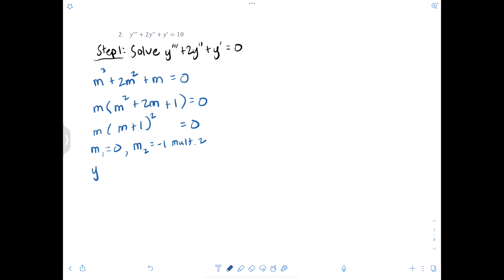So our complementary solution yc is going to be c1 for the m1 is 0, and then plus c2 e to the negative x for one of the negative 1 solutions, and then plus c3 x e to the negative x for the other one. Cool, cool?